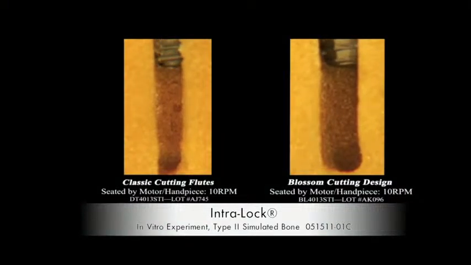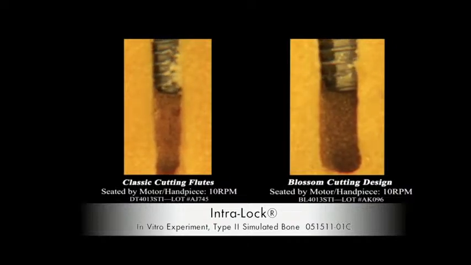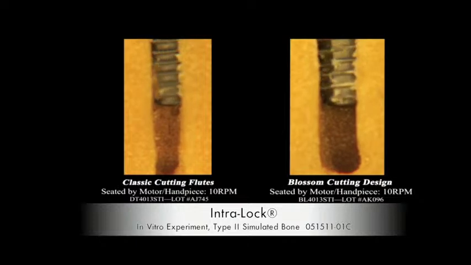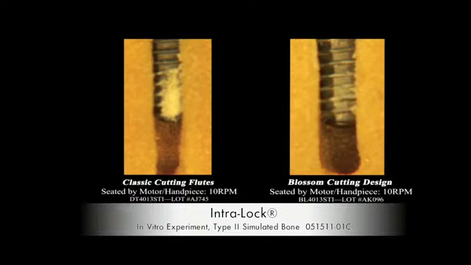So side by side, the classic tap on the left on the implant motor, and the Blossom cut on the right. Very soon the classic one will stop, because the implant motor has a torque limitation of like 50 or 60 Newton centimeters. On the Blossom, it will go all the way down because it will never reach this limiting value.